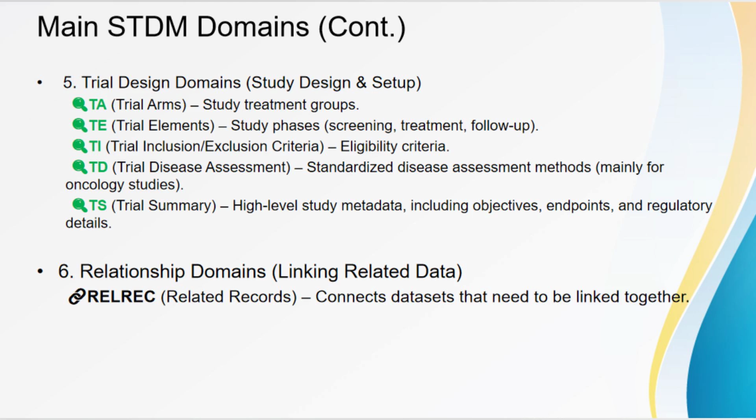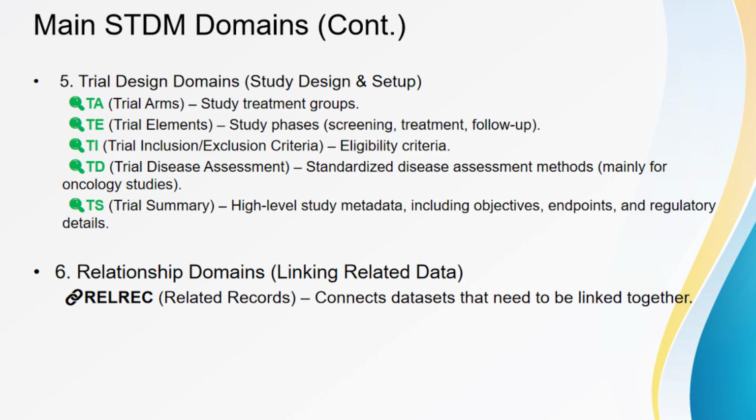These include TA, trial arms, TE, trial elements, TI, trial inclusion-exclusion criteria, TD, trial disease assessment, and TS, trial summary. Note that the TD domain is typically applicable for oncology trials. Finally, there are relationship domains like RelRec, related records, which connects data sets that need to be linked together. For a full list of SDTM domains, please visit the SDTM official website.